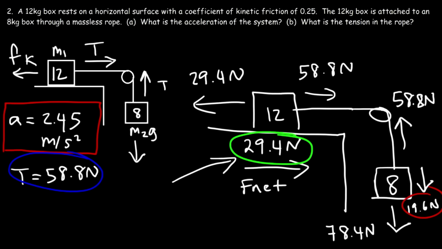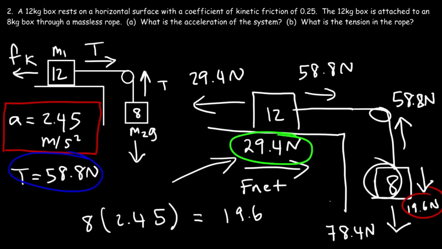Now, to confirm the net force, we need to take this number and multiply it by the acceleration. So if you take 8 and multiply it by 2.45, that's going to be 19.6. So that's how you can tell if you have the right answers. It's a quick way to test and make sure.